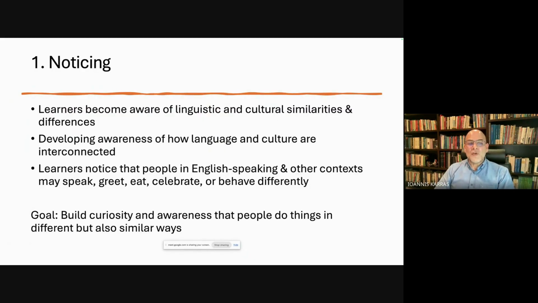And we help our learners notice that people, for example, in English-speaking countries or of any linguistic background, may speak, greet, eat, celebrate, or behave differently. And the goal here is to build curiosity and awareness. Remember, young learners are naturally curious and inquisitive. So we're building on this curiosity and awareness that help people do things in different, but also similar ways. And helping them understand that, just because someone is doing something in a different way doesn't mean that it's good or bad. It's just different.